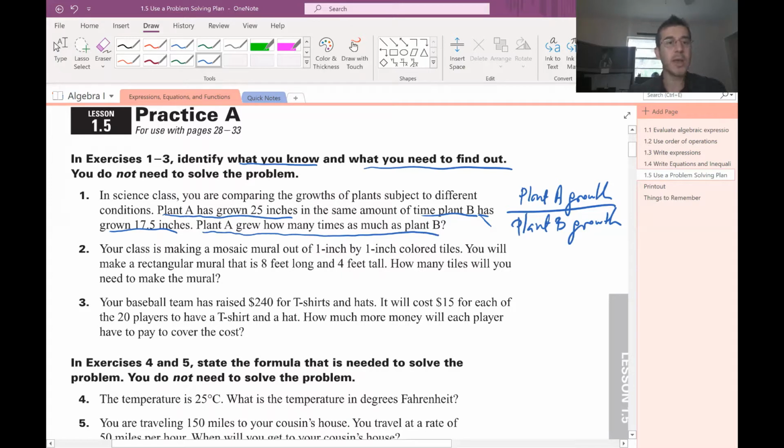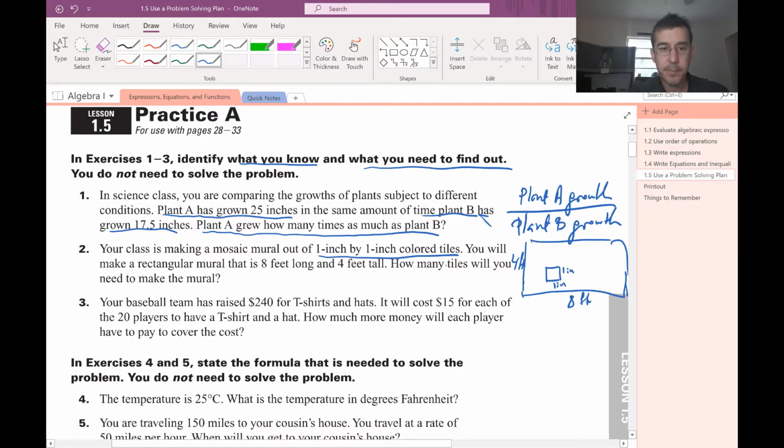Number 2, your class is making a mosaic mural out of 1 inch by 1 inch colored tiles. So if these are the tiles, 1 inch by 1 inch, and that's what we know. We know the tile, 1 inch by 1 inch tile. You will make a rectangular mural that is 8 feet long and 4 feet tall. So this is the mural. We know the length and the width of the mural. This is 8 feet and 4 feet.